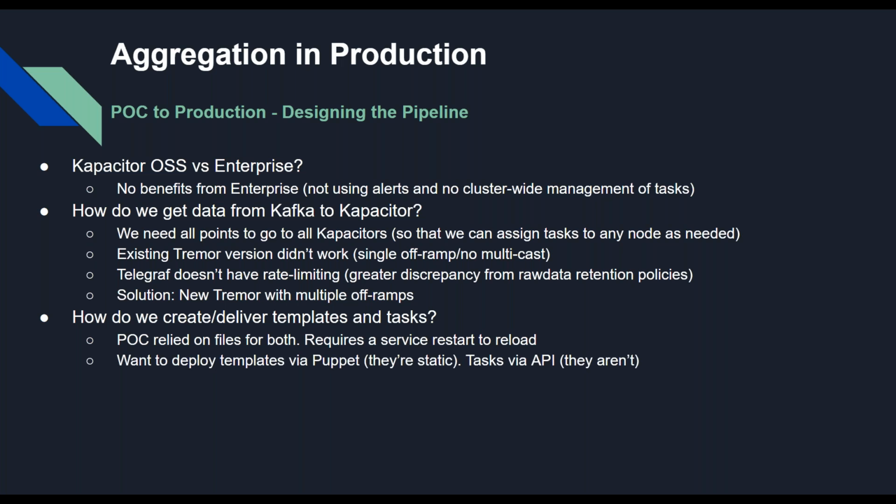And so we wanted to keep deploying the templates via Puppet since they were static, but we wanted to come up with a solution that would deploy the tasks via the Kapacitor API, since we'd be changing those based on the measurements within our pipeline, which we knew would change on a daily, weekly, et cetera basis.